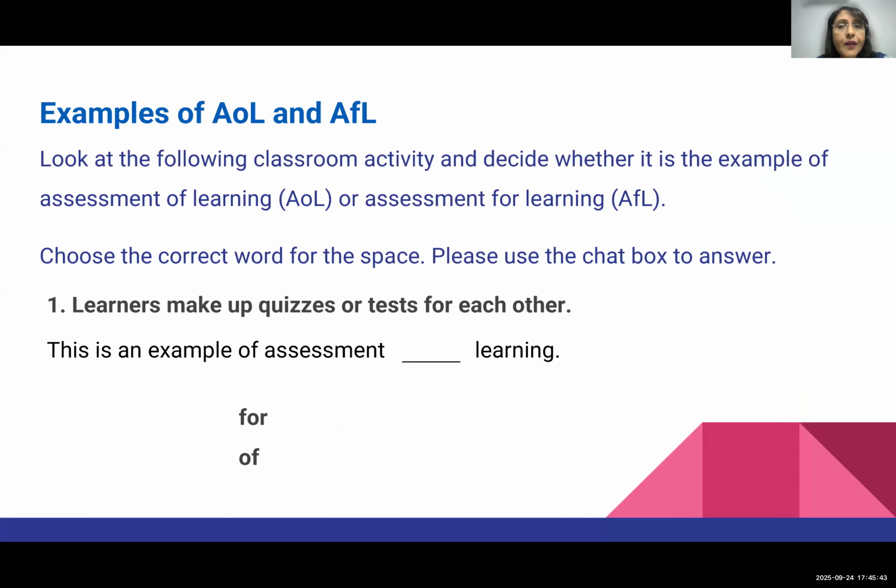Friends, look at the following classroom activity and decide whether it is the example of assessment of learning or assessment for learning. Choose the correct word for the space, either for or of, and use the chat box to answer. Facebook users, you can use the comment section to answer. The first one is learners make up quizzes or tests for each other. Now, what do you think? This is an example of what kind of assessment? Please use the chat box.